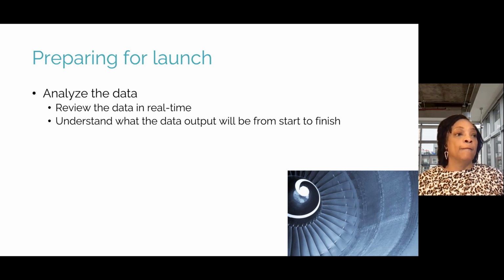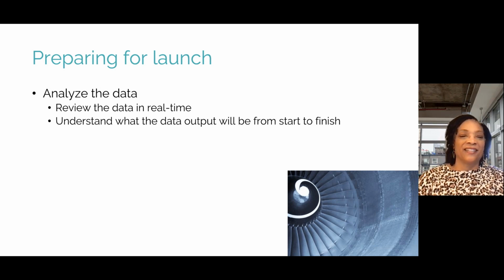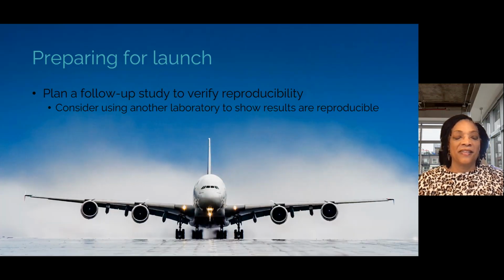So if you're looking at, for example, heart rate, is the output going to be numbers when you're looking at heart rate, or is it going to be waveforms? Just know what the data output is going to be from the start of the study to the finish, just so you could better understand what data you're getting. And our Dr. Fostel will talk more about the data, analyzing the data, and that's part of this presentation. Next slide, please. Thank you.